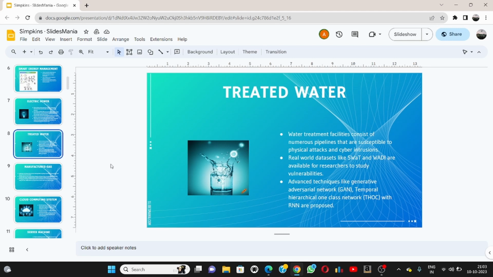Treated water. Water treatment facilities consist of numerous pipelines that are susceptible to physical attacks and cyber intrusions. Real-world datasets like SWAT and WADI are available for researchers to study vulnerabilities. Advanced techniques like generative adversarial network (GAN) and temporal hierarchical one-class network (THOC) with RNN are proposed.